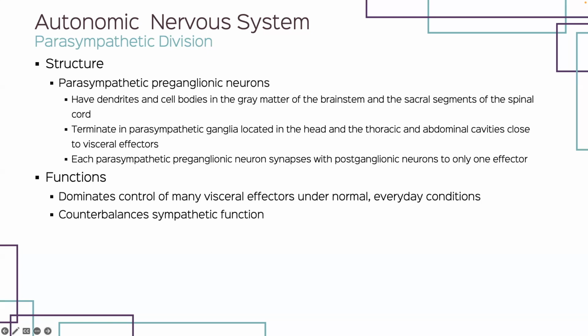The parasympathetic system will dominate control of many visceral effectors under our normal everyday conditions. Impulses carried by parasympathetic fibers will tend to show a slow heartbeat, increased peristalsis, and increased secretion of digestive juices and insulin. Therefore, we can think of the parasympathetic function as counterbalancing that sympathetic function.